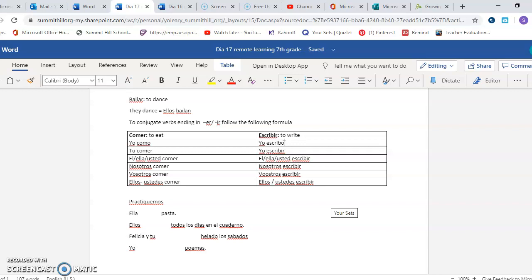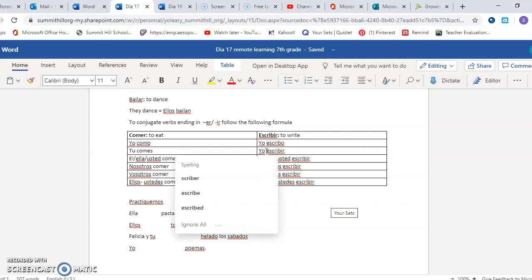That means I write. For the next one, the tú form, you cannot say tú comer, otherwise you're saying you to eat. You need to conjugate. Conjugate means taking away the ER ending, AR ending, or IR ending. And then for the tú form, you're going to use ES.